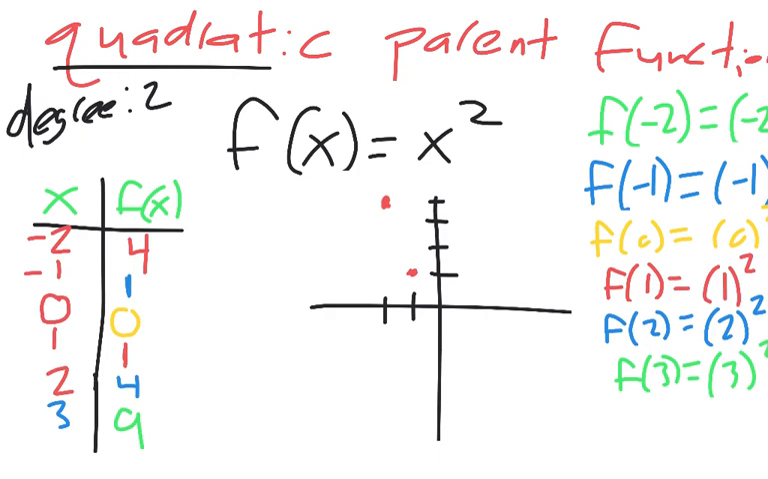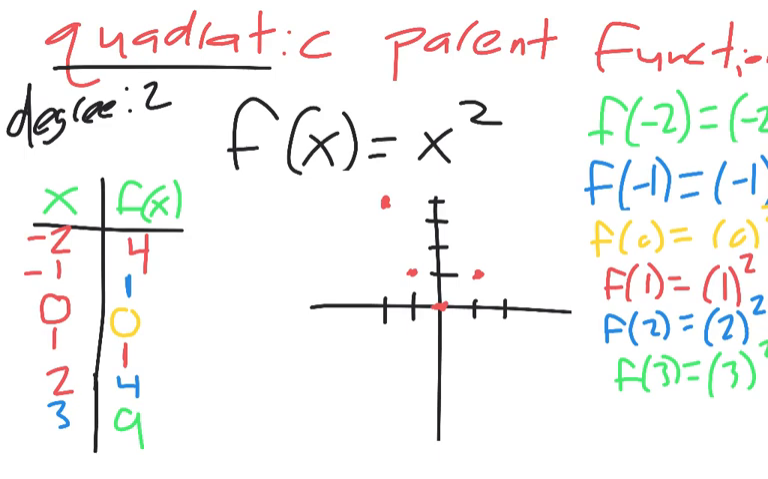So I'm going to go to the next point. The next point is 0, 0. That is the origin. This is that point. The next ordered pair is 1, 1, which means I'm going to go right 1, up 1. The next ordered pair is 2, 4. So from here I'm going to go right 2, up 4.